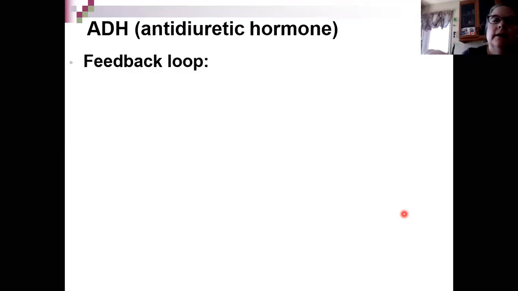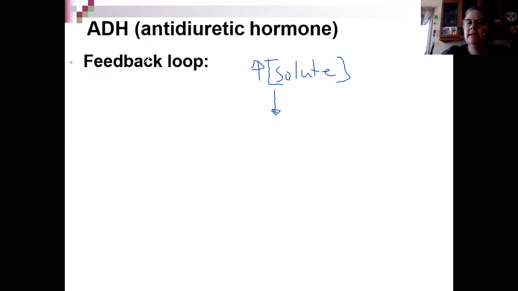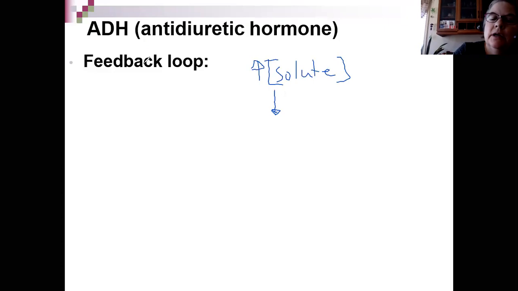So first of all, let me change my pen color here. We'll start with blue. Okay, so our stimulus for ADH production is our solute concentration is too high. Okay, so we have a high solute concentration. Okay, so what happens is that high solute concentration actually has to be detected. And that gets detected by these little cells inside of our hypothalamus called osmoreceptors.